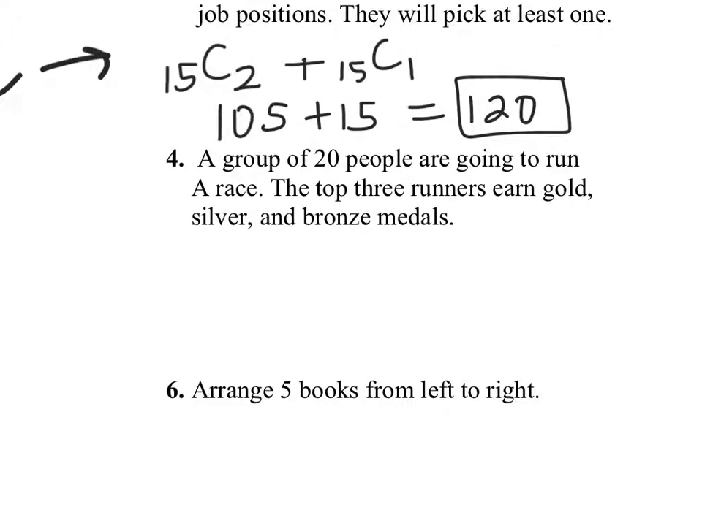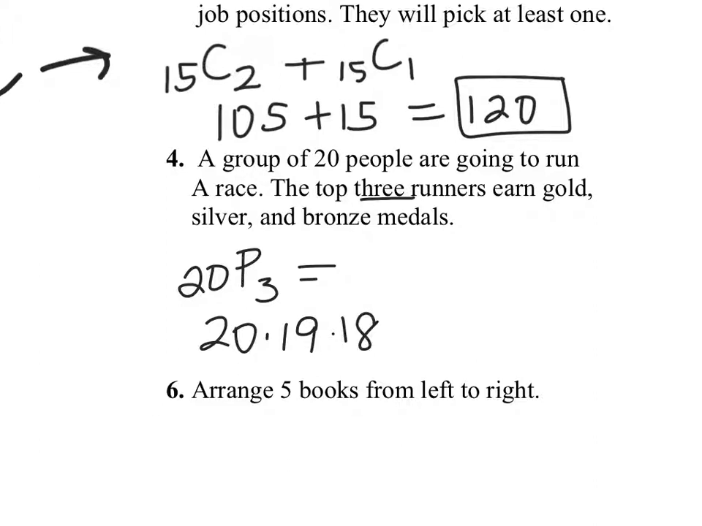All right, we're going to run a race, and the top 3 runners earn gold, silver, or bronze. Very different. So this would be, out of the 20, we need 20 permutations of 3. The other way to look at it, of course, is 20 people can come in first, then 19 people would then come in second place. For bronze would be 18. Either way, you're going to get 6,840 different possibilities. That's a lot.